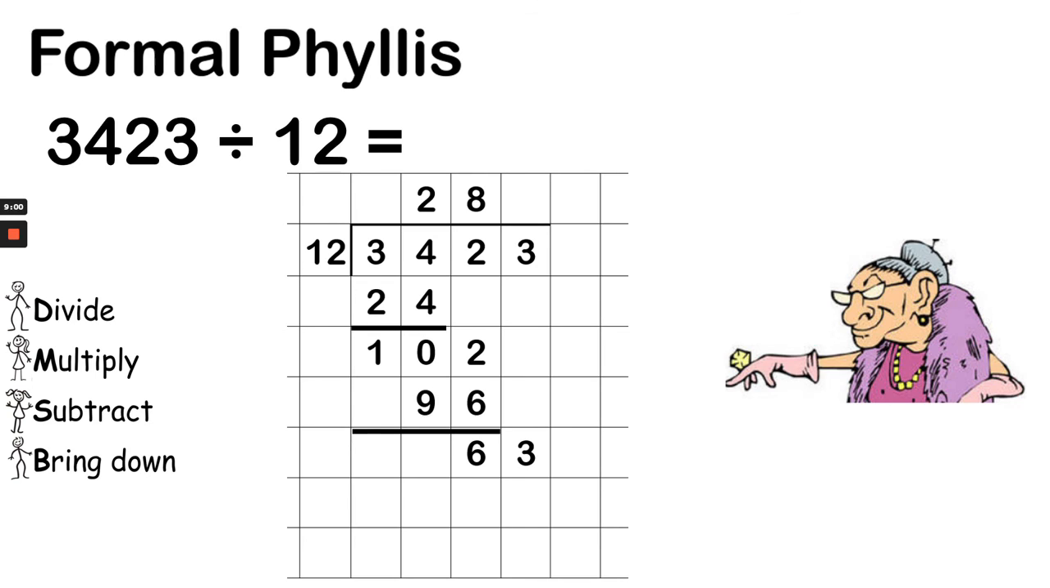Dad says, what is 63 divided by 12? 5. Mum says, you're right, but 12 multiplied by 5, that's only 60. Sister says, not to worry, we'll find the difference and subtract them. And the difference is 3. For now, brother has nothing else to bring down, so we'll call this a remainder. 285 remainder 3. Amazing job if you got that one, Year 6.